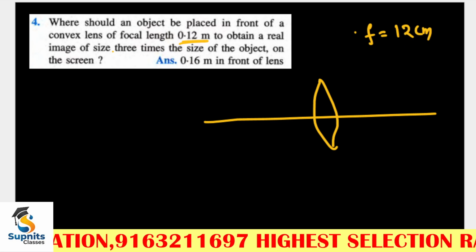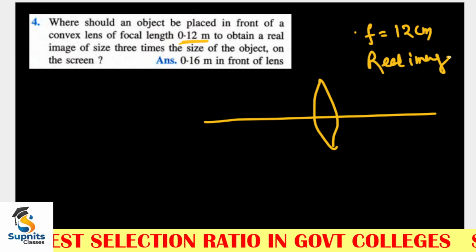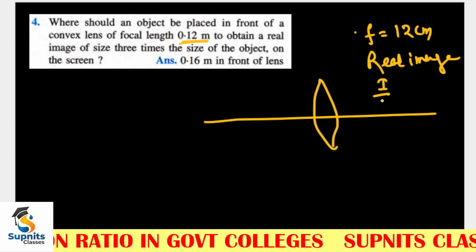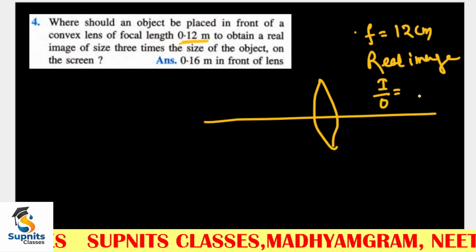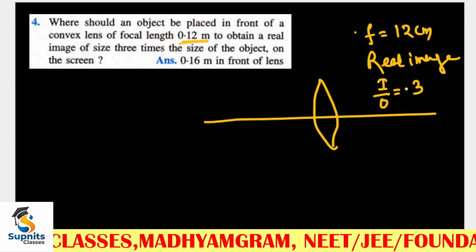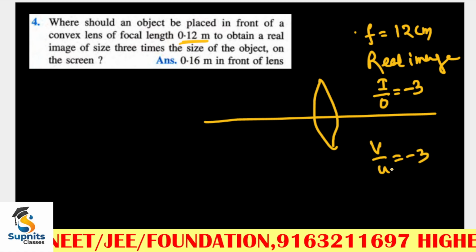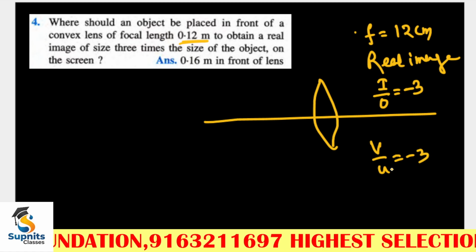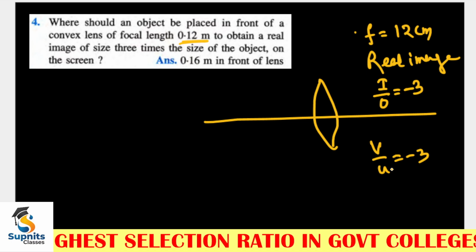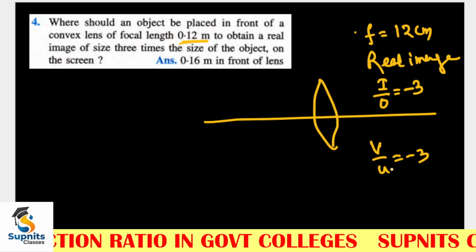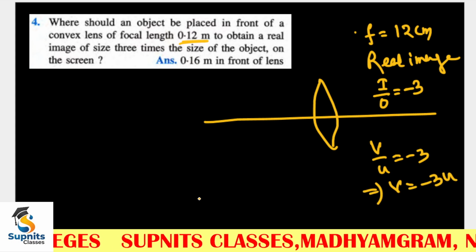Okay. Now here see it said it's a real image. So if it's a real image, then the magnification I by O is equal to, definitely it will be negative, 3 times the size of the object. That means I by O is 3 times, but it has to be negative because it's a real image, and we know V by U is equal to minus 3. So from here I can easily find out a relationship between V and U. V is equal to minus 3U.